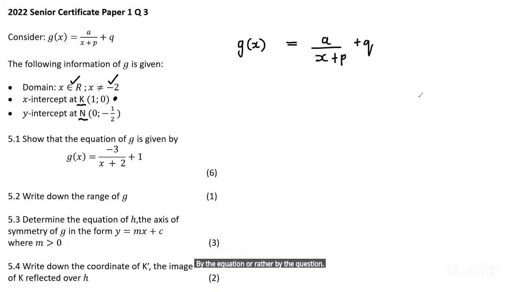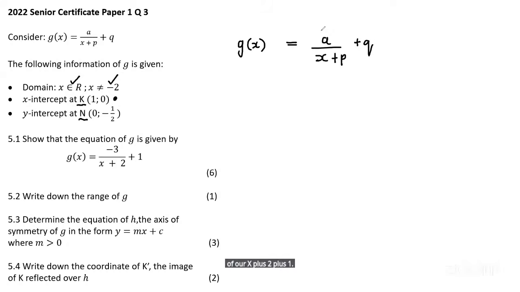For 6 marks, 5.1. Show that the equation of g is given by g of x is -3 over x plus 2, plus 1.